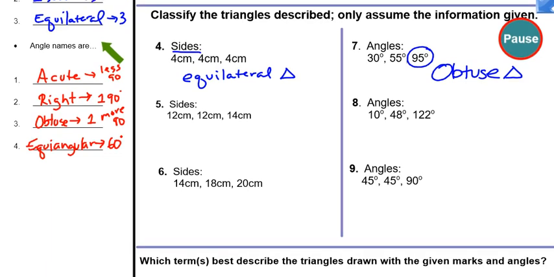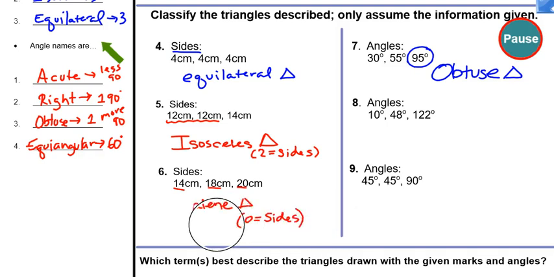Okay, we're back. Let's look at question 5. Notice the numbers that they give you, 12, 12, and 14. And with that question, I noticed that we have 2 numbers that are exactly the same. And so that means that that triangle is an isosceles triangle. When we look at question 6, we have 14, 18, and 20. All three of those sides are different. That means that we have a scalene triangle with 0 equal sides.